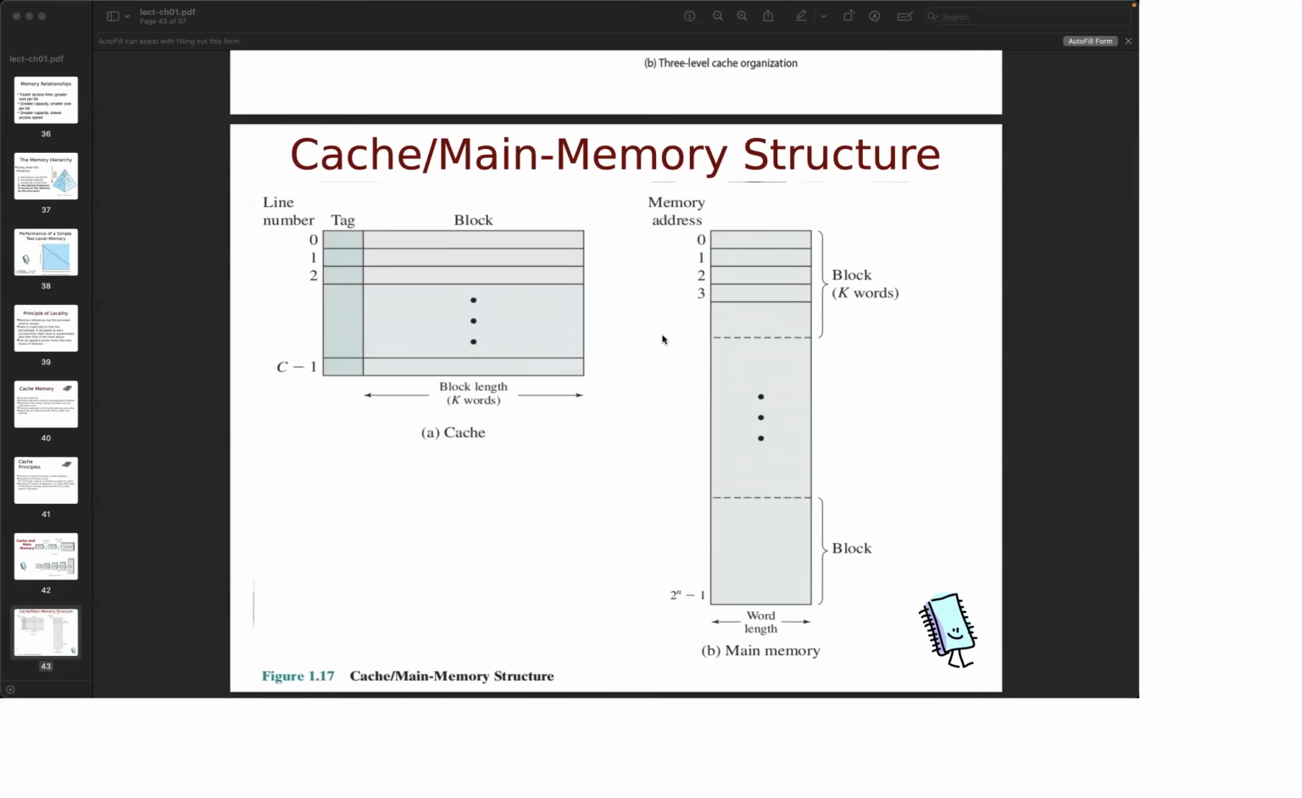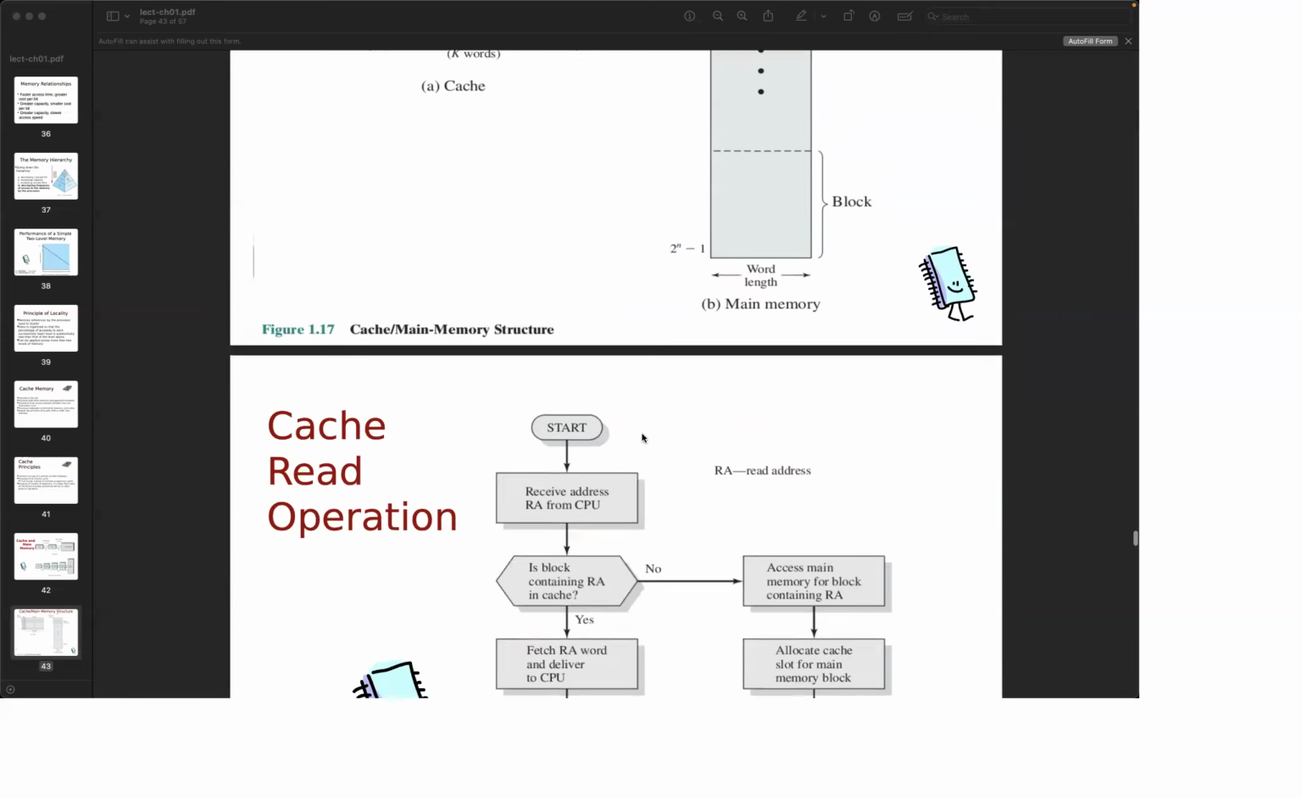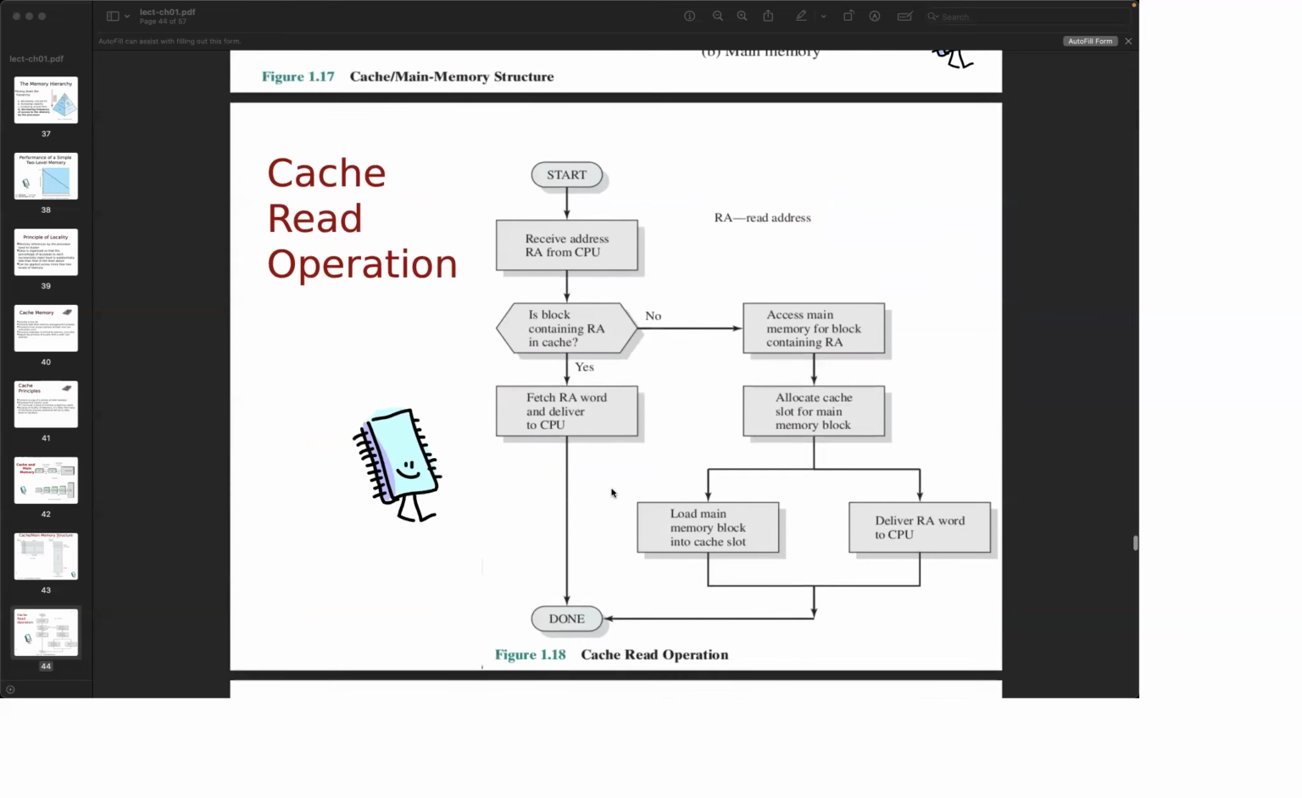16 gigabytes or 32 gigabytes of memory, with addresses starting from 0 to 2^n-1, right? So we know they are not the same size, and then we just have a cache value. And here it shows how we do the cache read operation. So we receive the address RA from the CPU. Is the block containing RA in the cache? So we check the cache.